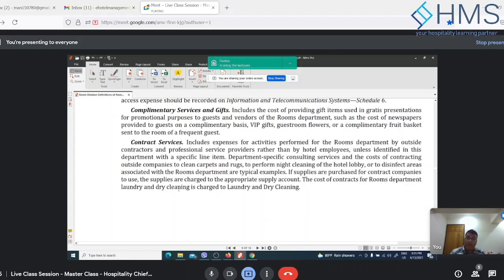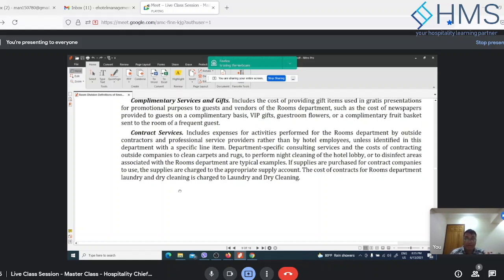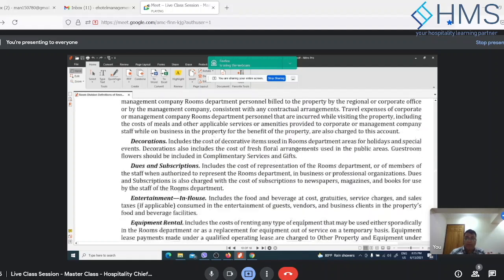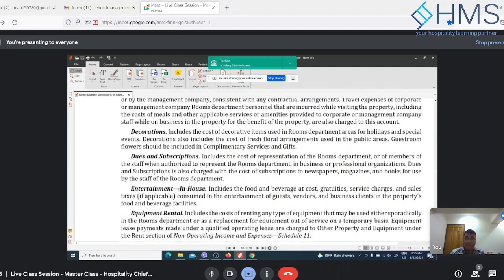Then you have contracted services. Contract services are the same as you saw in the labor cost. Here you will be including only the material part of it, not the labor part of it. The labor part will go to the labor cost, but the material part will come here. Then you have decorations.